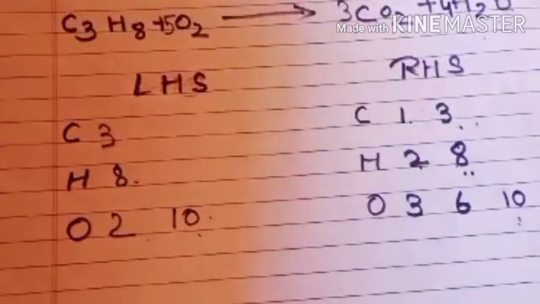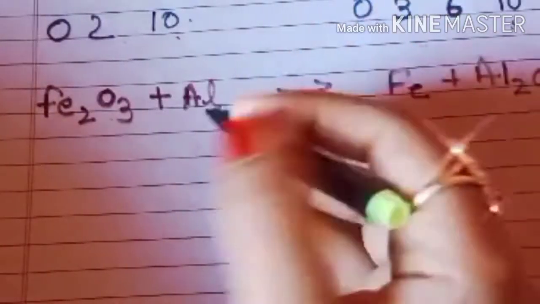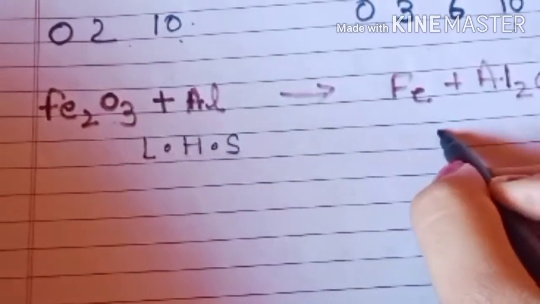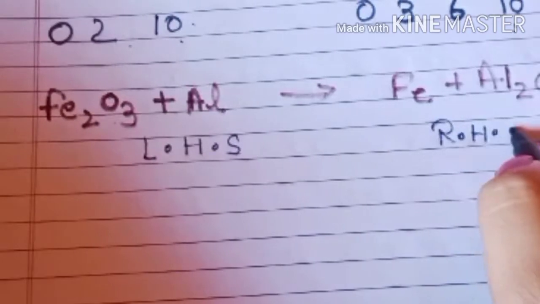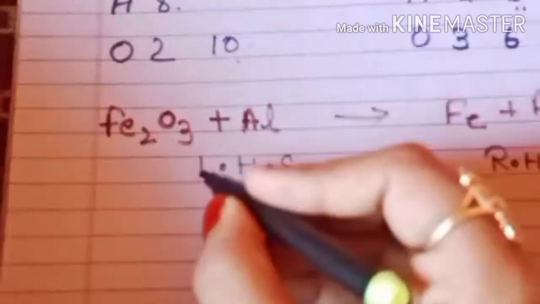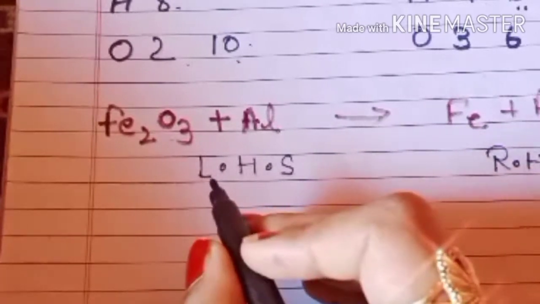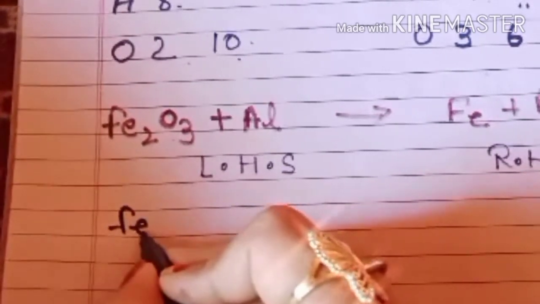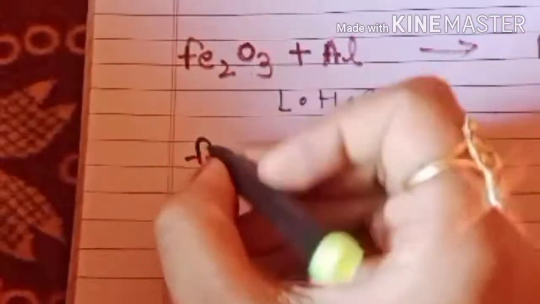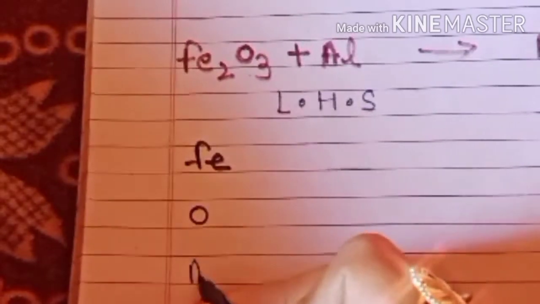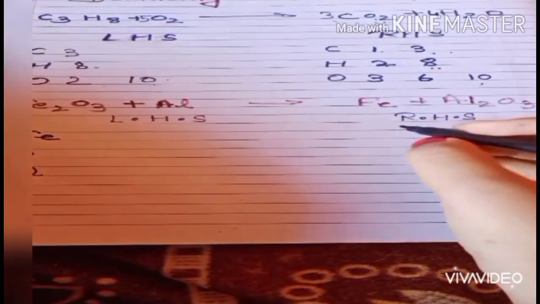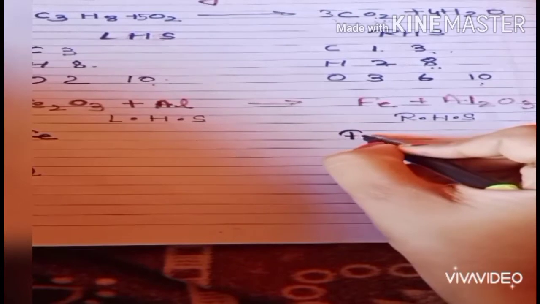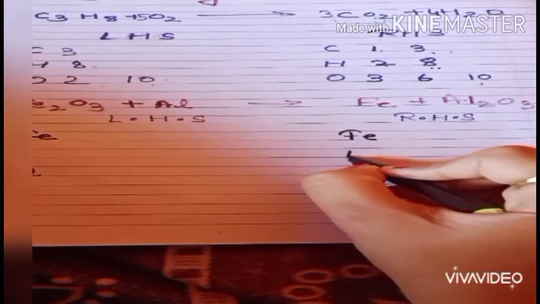Now take another example. My first step is LHS. Write here LHS and then write here RHS. My second step is to write all the atoms in LHS serial-wise. Then you have to write here iron, then oxygen and then aluminum. Similarly, you write also in RHS all the items present here, for example iron, then aluminum, then oxygen.